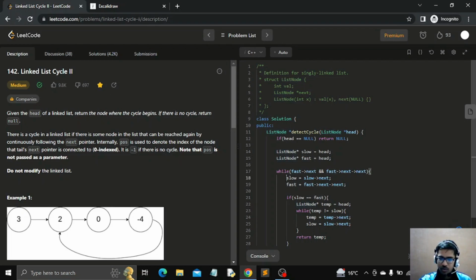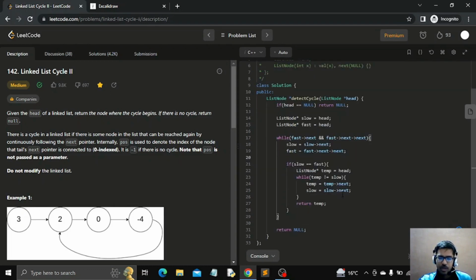So our slow pointer will move one step ahead and our fast pointer will move two steps ahead. Here we are doing fast, next, next, and if there comes a moment where these two pointers coincide at a particular node, so if slow becomes equal to fast, it means that yes, the cycle exists. So from there we are going to execute the second part of our algorithm.